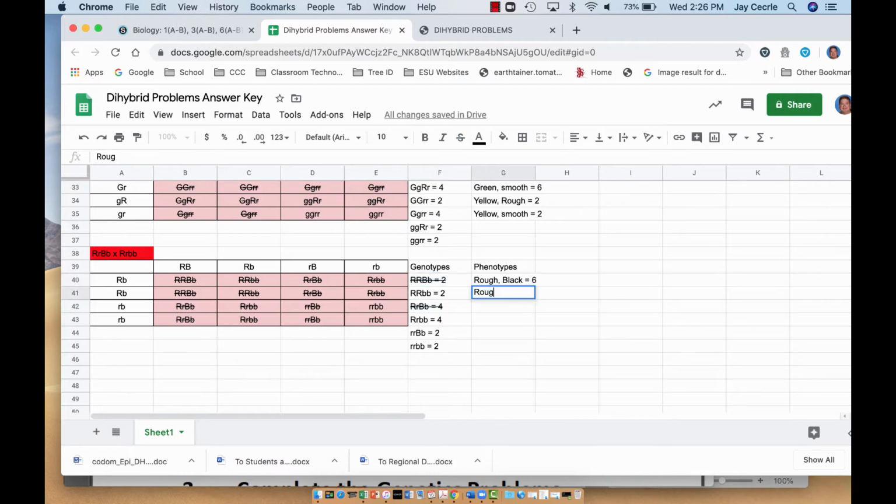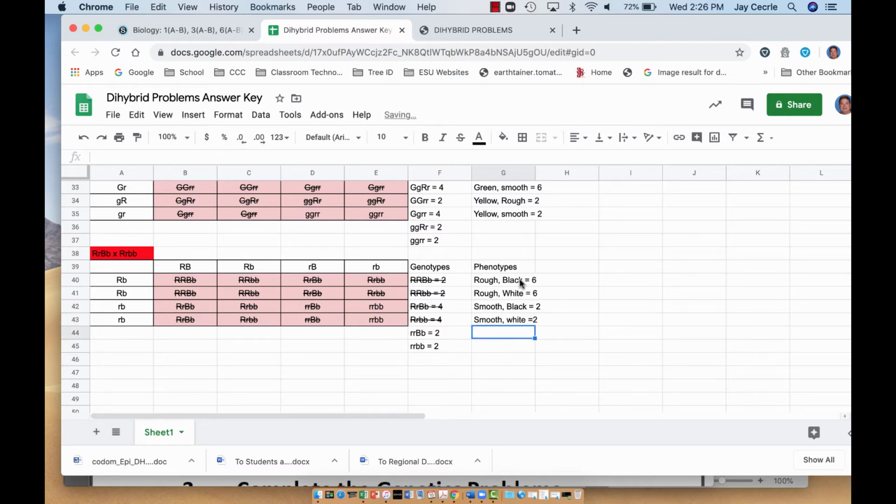Okay, the next one is rough, and the 2 lowercase b's make it white. So that counts these 2 and these 4, so that's 6. Okay, and that'll get rid of those. Then I got 2 lowercase r's, which would be smooth, fur, and since there's at least one capital B is black, there's 2. And then the smooth white, all recessive, is 2.